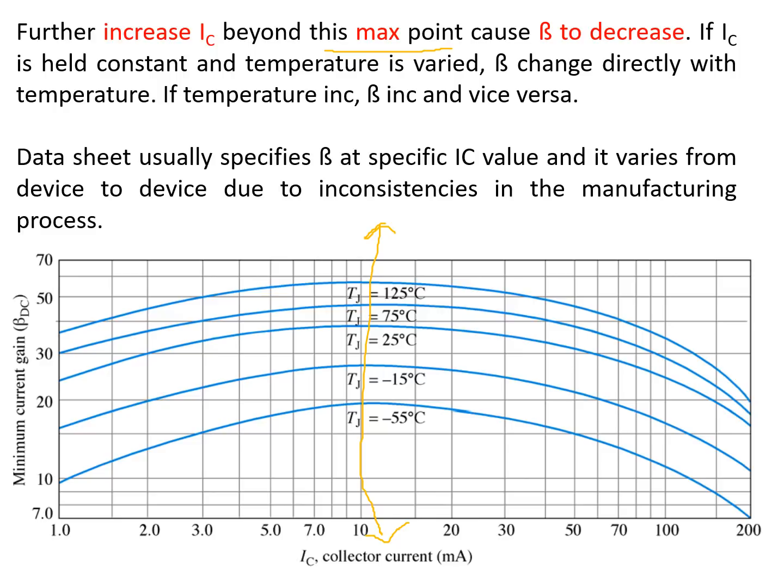If IC is held constant and temperature varies, beta changes directly with temperature. If temperature is increased, beta is increased and vice versa. The datasheet usually specifies the value of beta at a specific IC value, and it varies from device to device due to inconsistencies in the manufacturing process.